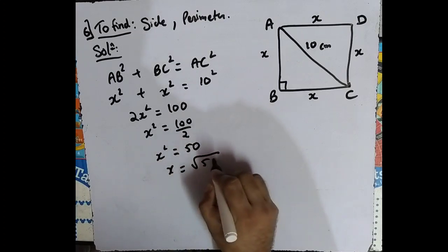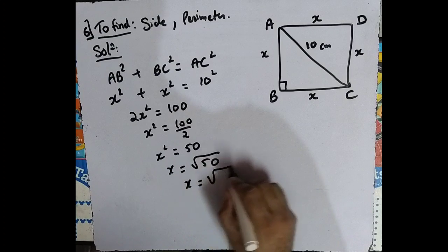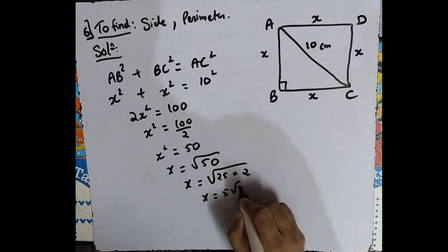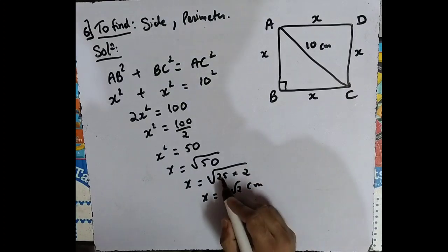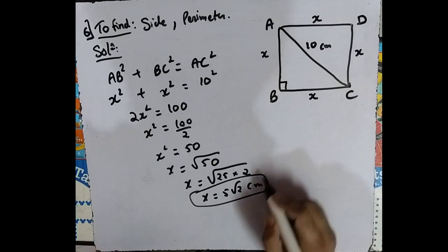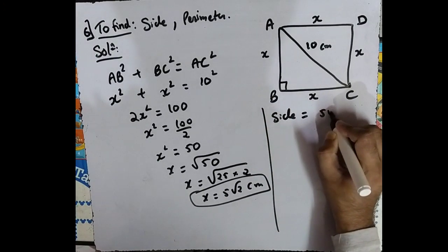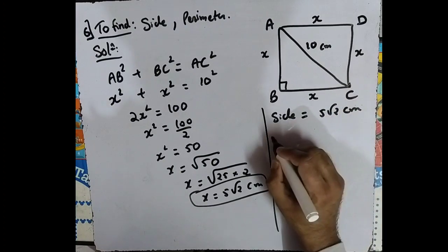Taking the square root, x is square root of 50. 50 will become 25 into 2, which will give us 5 root 2. The square root of 25 is 5. The x value is 5 root 2 centimeters. So we found the side of the square as 5 root 2 centimeters.